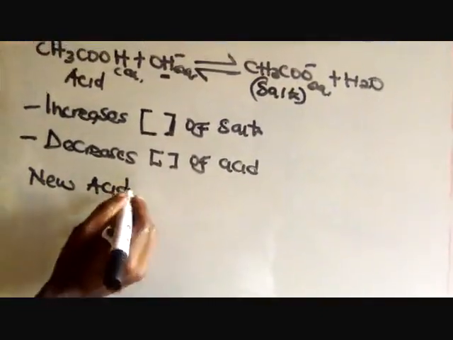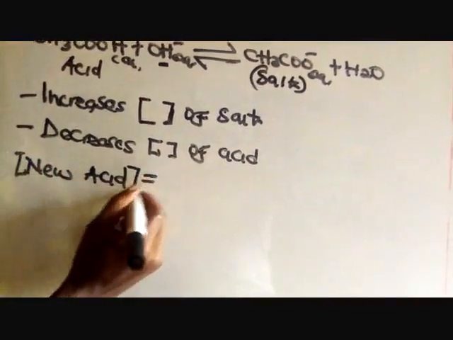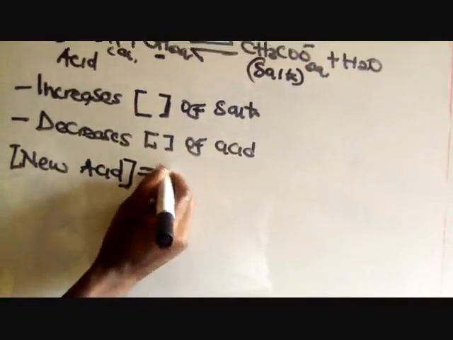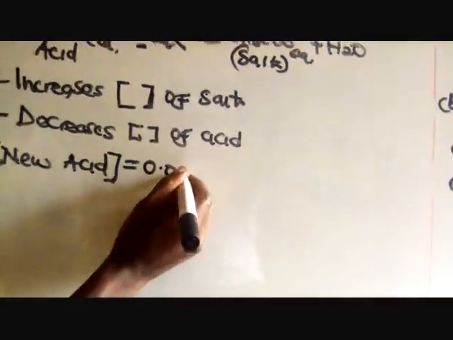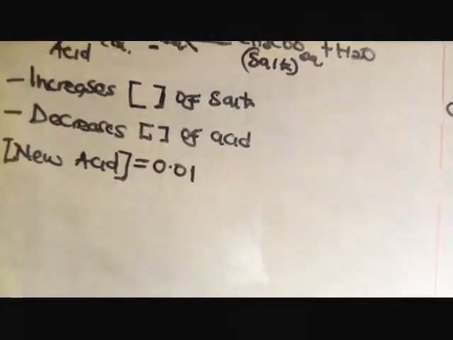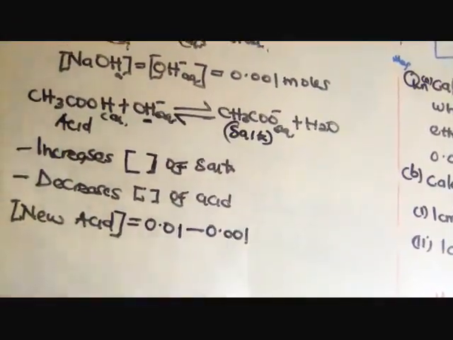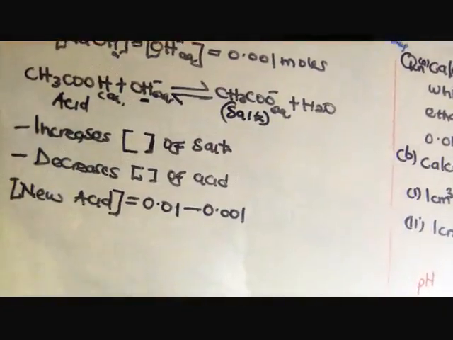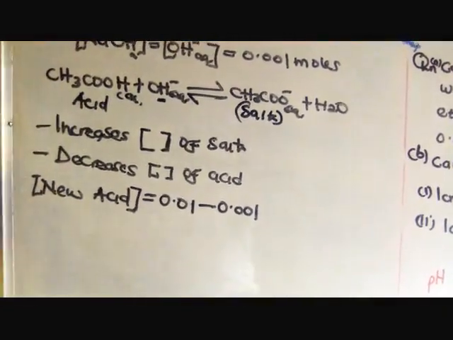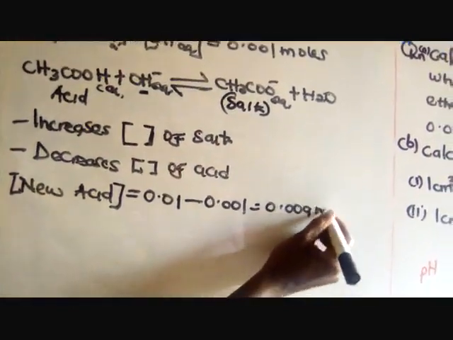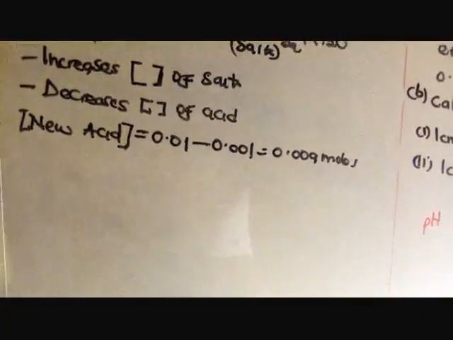So this implies that now, to find the new acid concentration, this one is going to be equivalent to the original acid concentration which was given in the question, that was 0.01 molar, minus the hydroxyl ion concentration which you have calculated, that is 0.001. And now the difference which we get when you use your calculator there, we are obtaining 0.009 moles. So we are obtaining that as the new concentration of the acid.